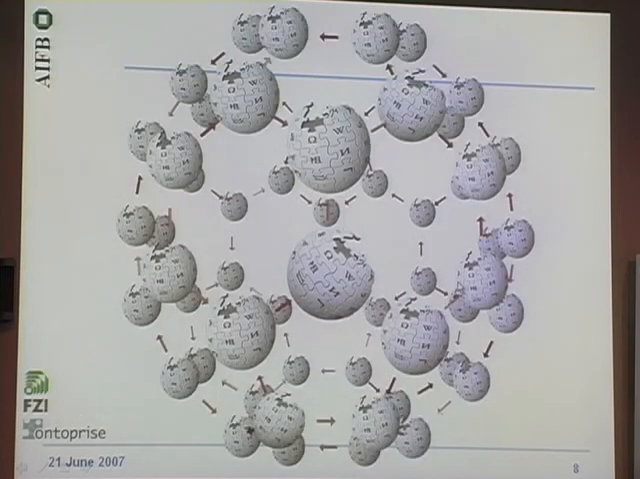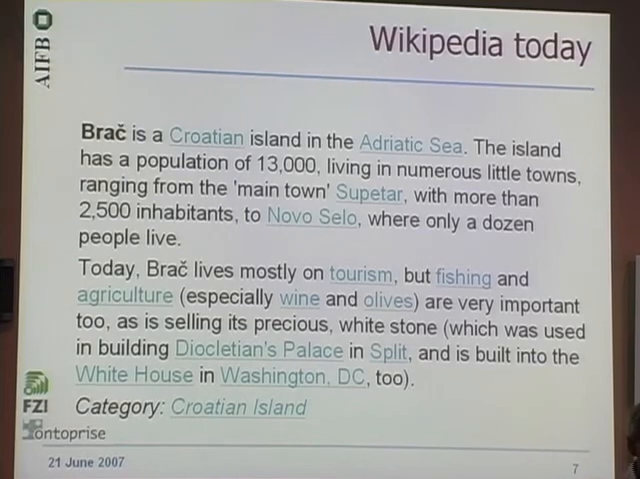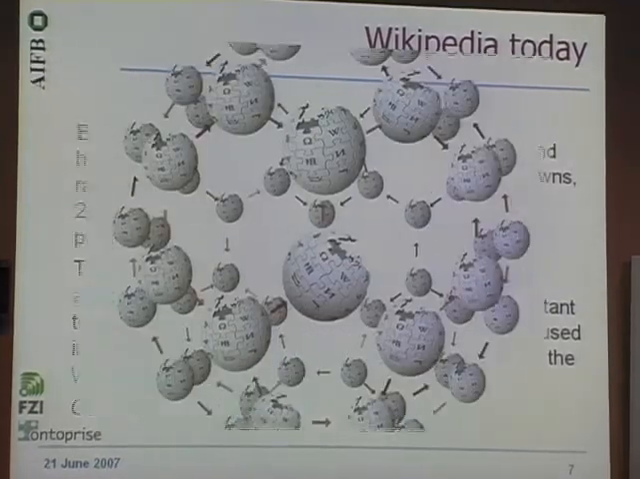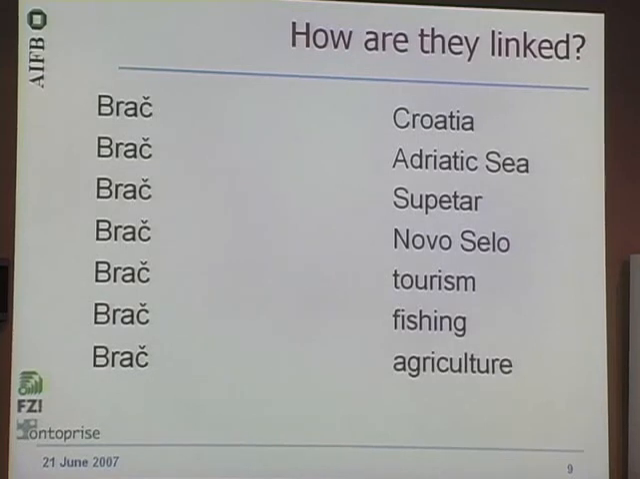You have these individual pages and that are linked to each other. As a human reader, you can put in much more semantic relationships when reading that page compared to what a machine is typically able to do. So when we think of these kind of links, well, we have Brač, and then we have all these kind of other entities like Croatia, tourism, fishing.